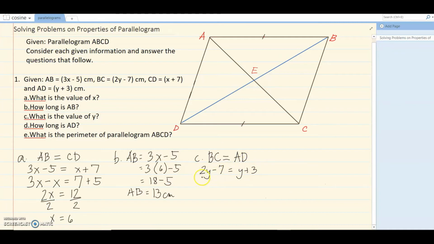So, algebra ulit. So, we just transpose y on the left side. So, 2y, that becomes minus y. Change the sign. Equals 3. From negative 7, that becomes positive. So, 2y minus y is y. 3 plus 7 is 10. So, the value of y is 10.